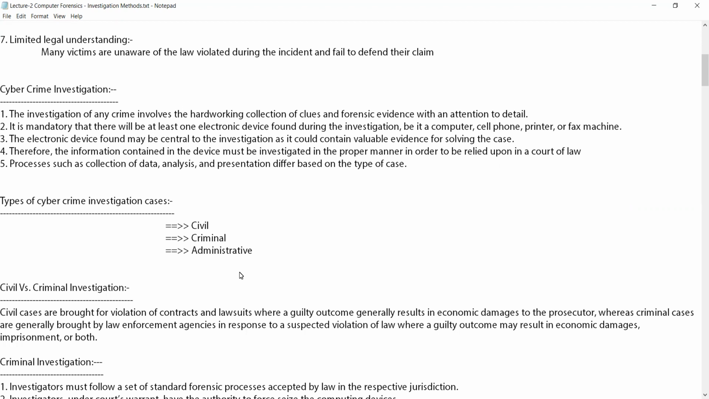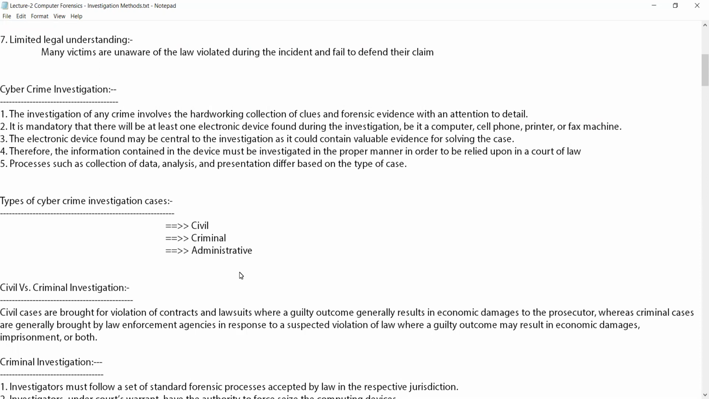So you can find these types of details from that particular cybercrime investigation. Then the third point: once you find any type of electronic device at the incident place, there is a possibility that the found electronic device may become the central source of the investigation, and it could be valuable evidence for solving the case.